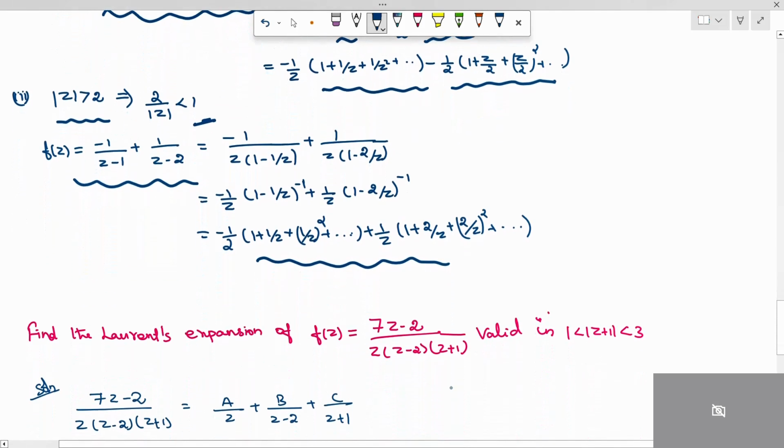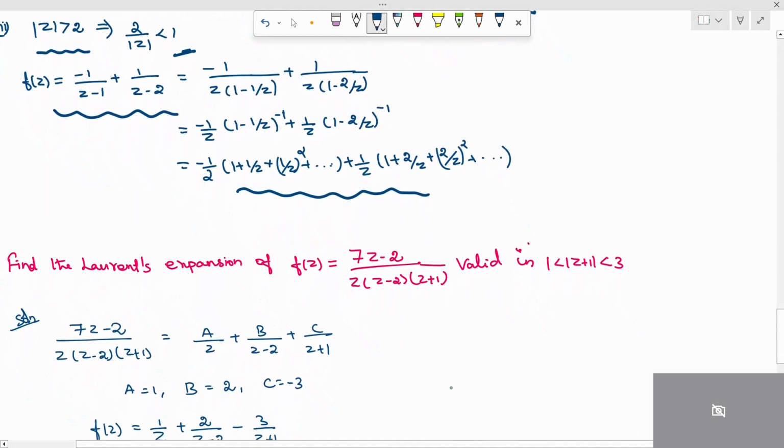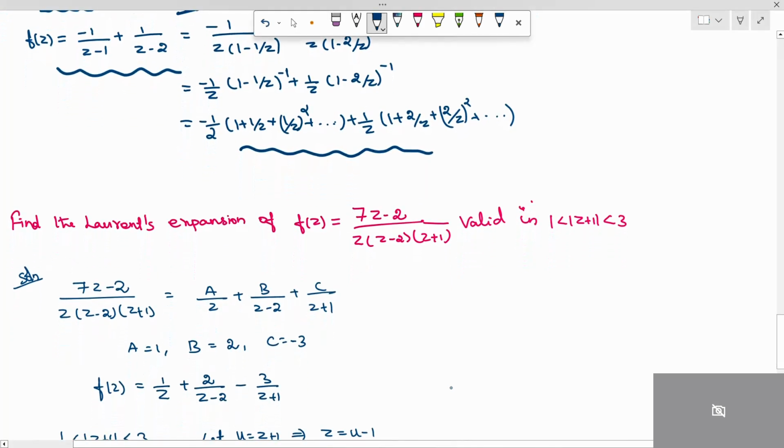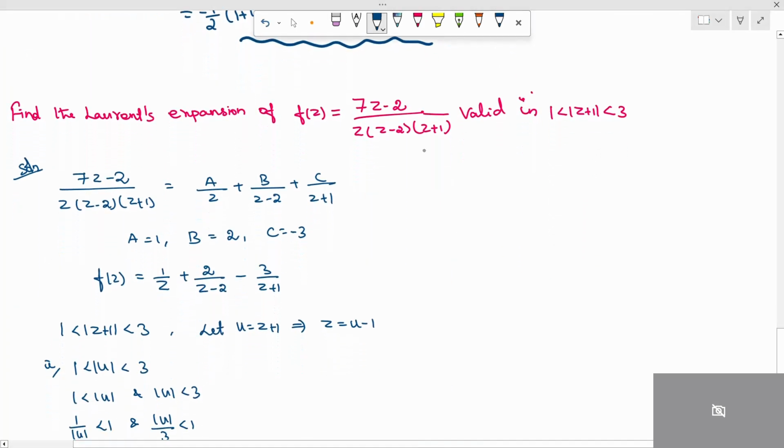Okay, next problem. Find the Laurent series of f of z is equal to 7z minus 2 by z into z minus 2 into z plus 1, valid in 1 less than modulus of z plus 1 less than 3. Okay. If you want to apply the binomial expansion formula here, first we have to split into 3 terms this one with the help of the partial fraction method. Okay. Write in this form: a by z plus b by z minus 2 plus c by z plus 1, and then calculate the ABC values.